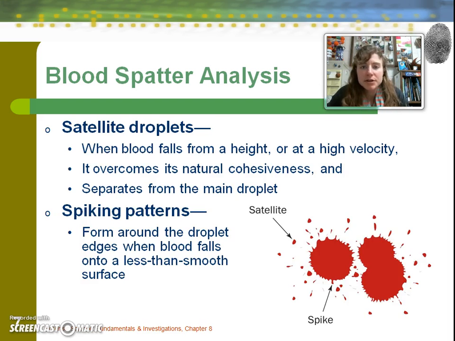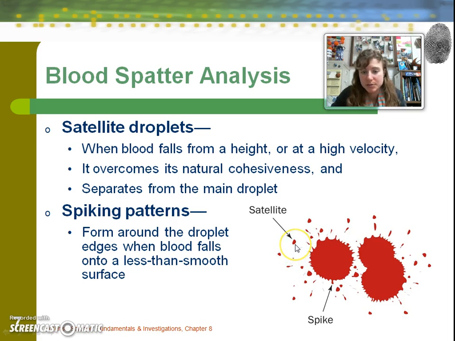Now that we know a little bit about the physics behind the blood drop, we can understand how it acts when it hits something. So we said that the more spherical or circular the spatter is, the closer that it impacted at 90 degrees. When it impacts, it's going to overcome that natural cohesiveness that we talked about and separate out. Now, there are some patterns that can form around the droplet.